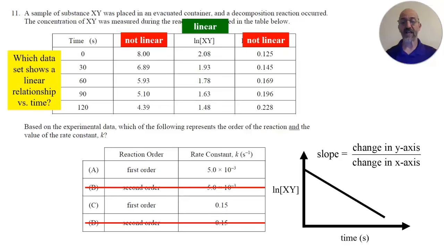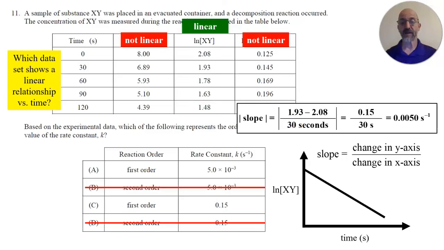That would be the change in the y-axis, or the change in the natural log of the concentration, divided by the change in the x-axis, the change in time. So every 30 seconds, that plot decreases by 0.15. So every 30 seconds, that change is 0.15 for that linear plot. So 0.15 divided by 30 is 0.005, or 5 times 10 to the negative 3, and my units are inverse seconds.